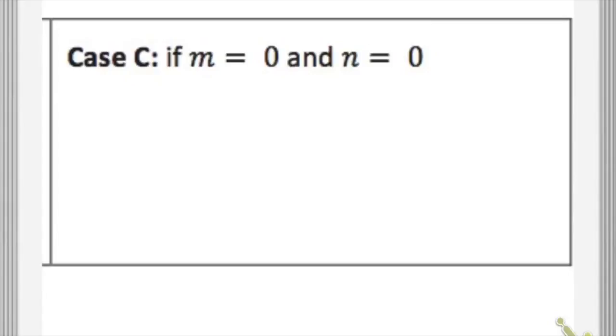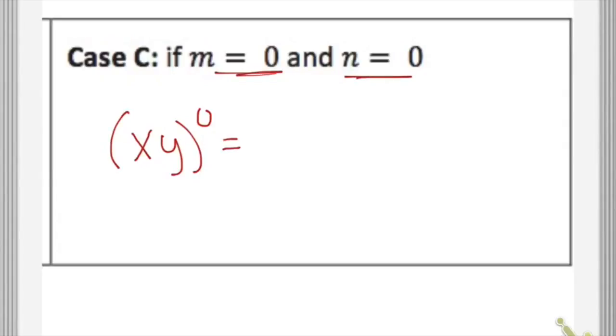For case C, we have x times y, and here we're looking at that being raised to the 0 power, as both m and n are 0. And this one's going to turn out the same as case A. We end up with x to the 0 times y to the 0, which is equal to 1 times 1, which is equal to 1.